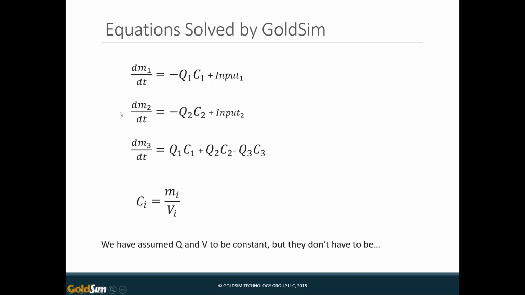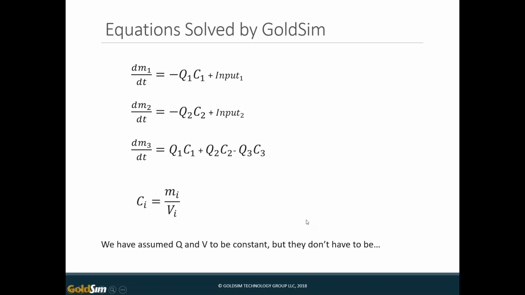Similar equation for 2, and for the concentration in cell 3, the rate of change of mass in cell 3 is what's coming in from cell 1, what's coming in from cell 2, minus what's leaving cell 3. That's just the differential equation that describes the rate of change of mass in cell 3. And of course, the concentrations here in this simple system are just mass divided by volume. And in this case, volume is constant.